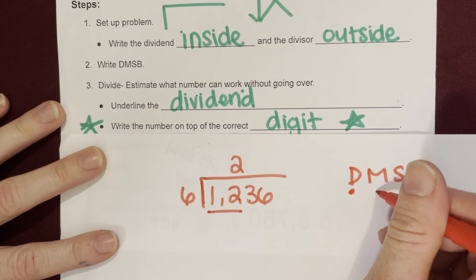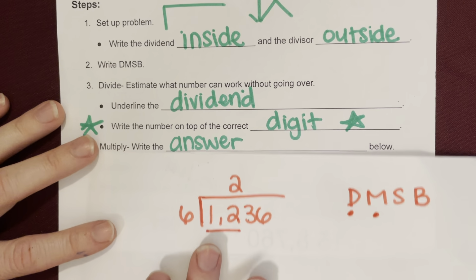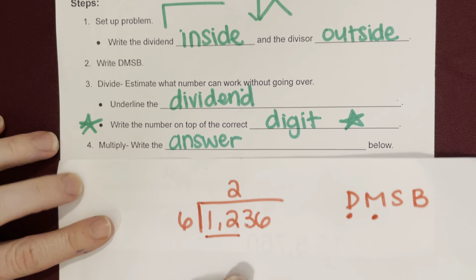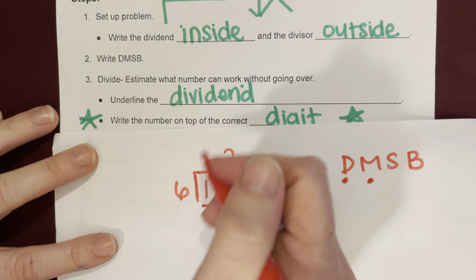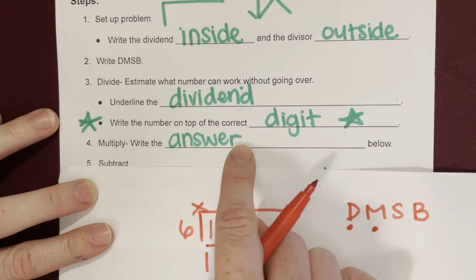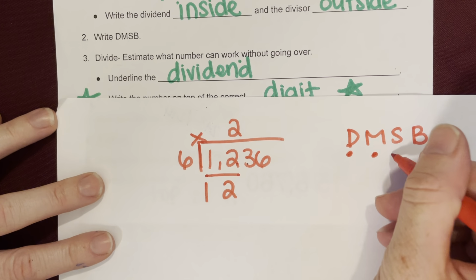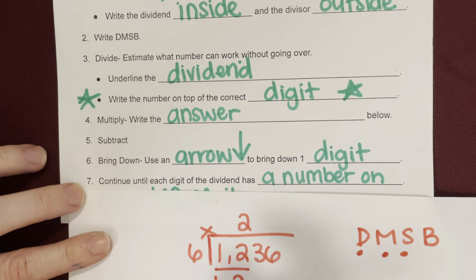Now I need to multiply. Step 4 is multiply. So I'm going to multiply 6 times 2. 6 times 2 is 12. I'm writing that number below. So I multiplied, I wrote my answer below. Now I need to do the next step, which says subtract. So 12 minus 12 equals 0.